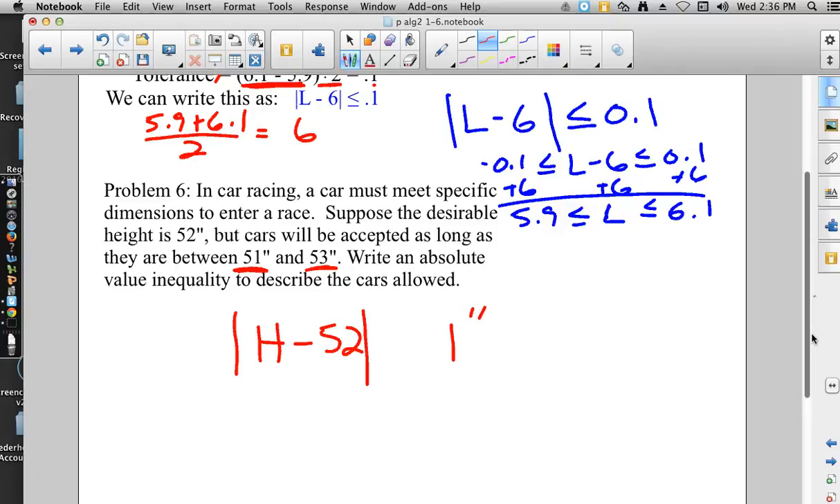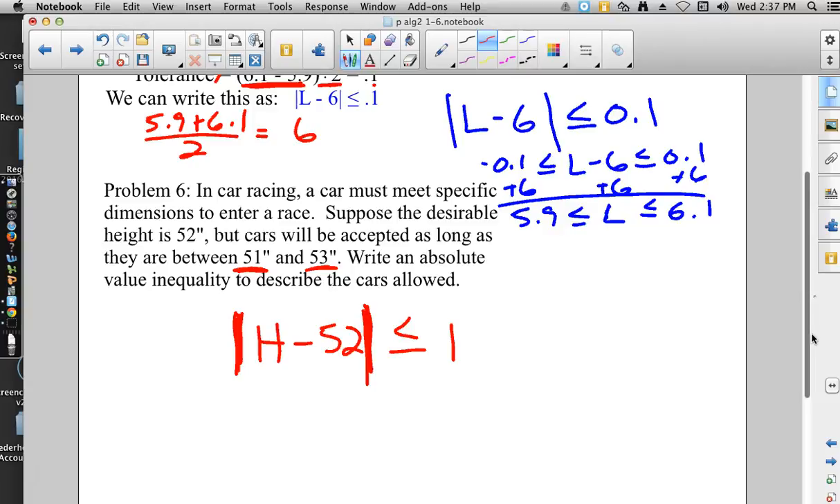And then we think, well, how do we show that within? Well, that's going to be less than or equal to. Now, why does it have the equal to? Because it could be exactly 1 inch, and they'll accept it. They didn't say that it had to be under 1 inch from both sides. So write an absolute value inequality to describe the cars allowed. Let me make this a little thicker so you can see that that's absolute value. And you probably wouldn't want your inequality to have any labels in it, but you'd label it when you figured out whether or not it worked.